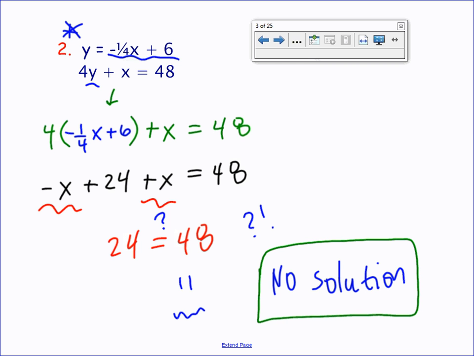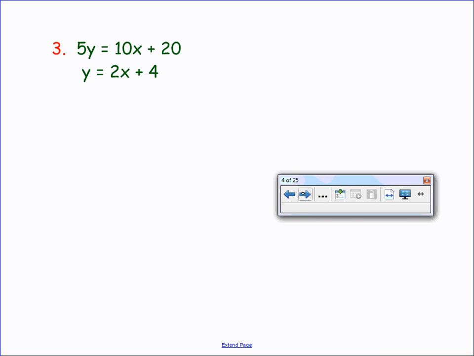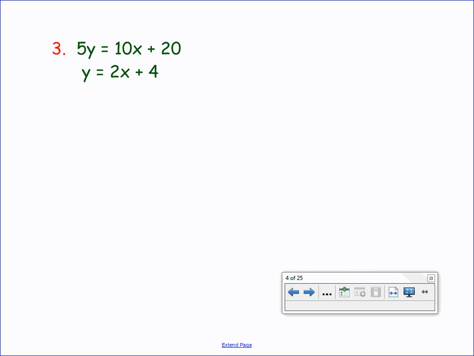Raise your hand if you determine there are no solutions to number 2. Way to go, you guys, and we're one to go. Number 3, it looks to me like this is all set up for substitution as well, so I'm going to go ahead and put an asterisk next to that second equation. I'll rewrite my first equation. 5 times y equals 10x plus 20.